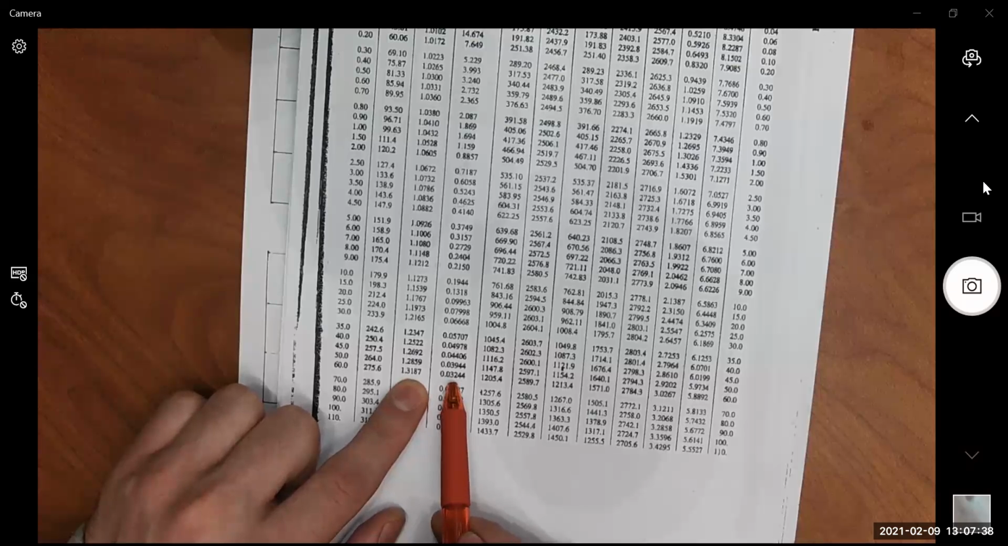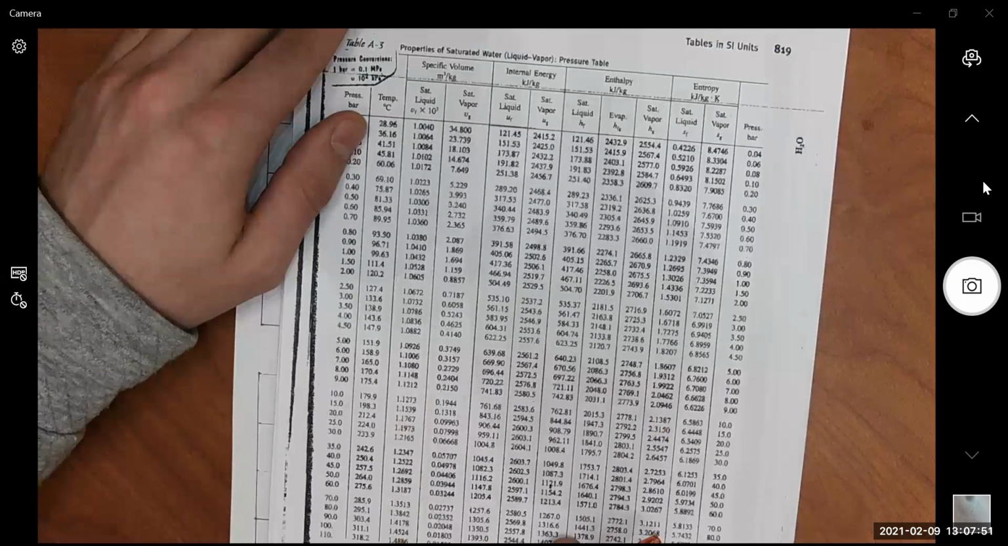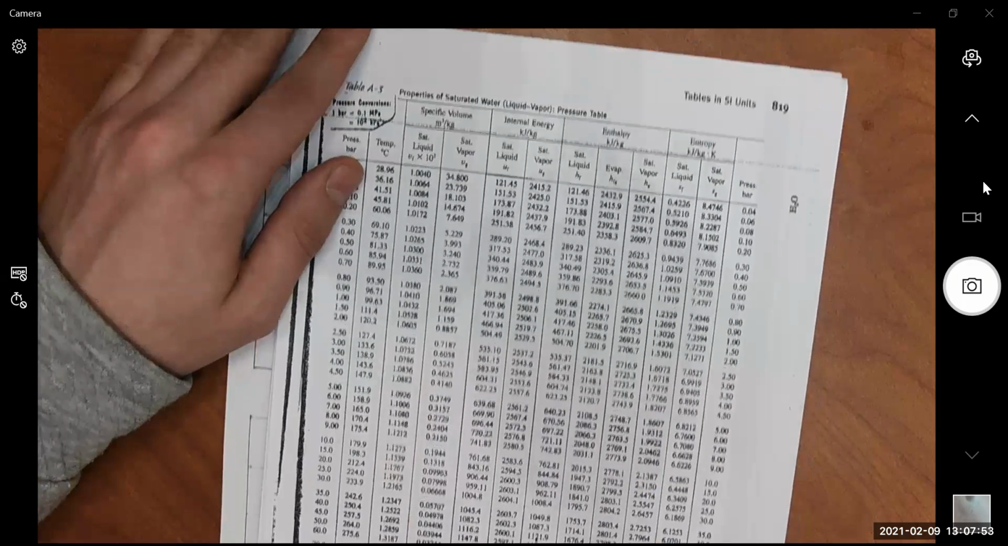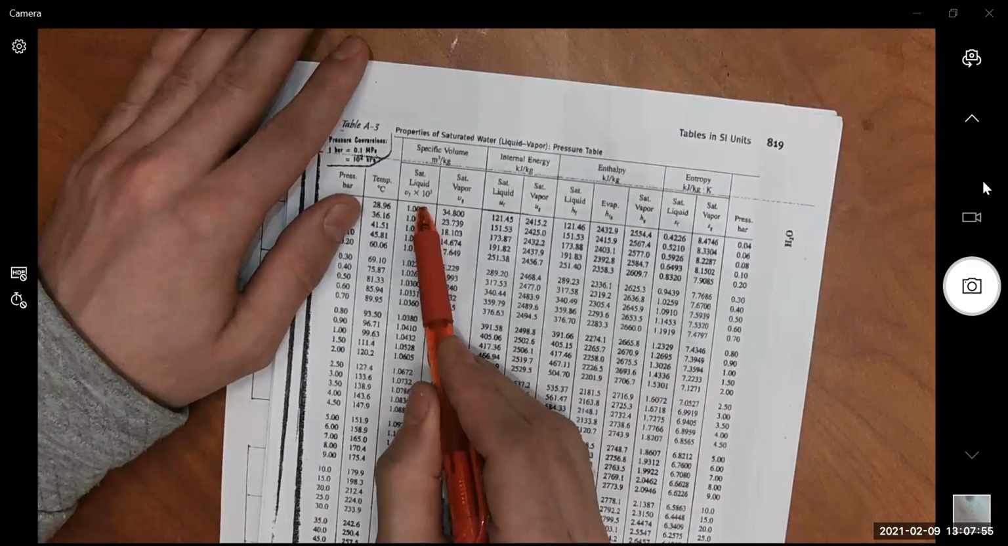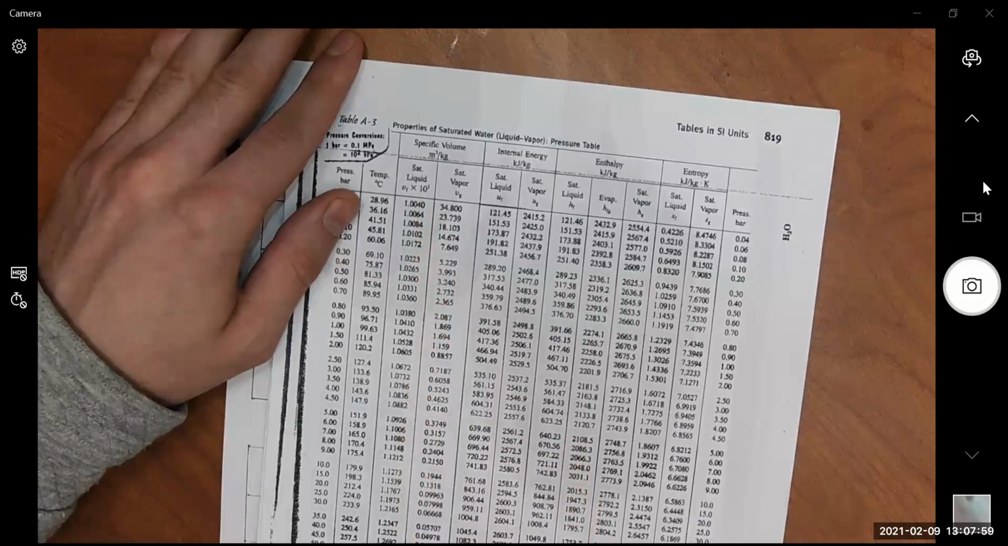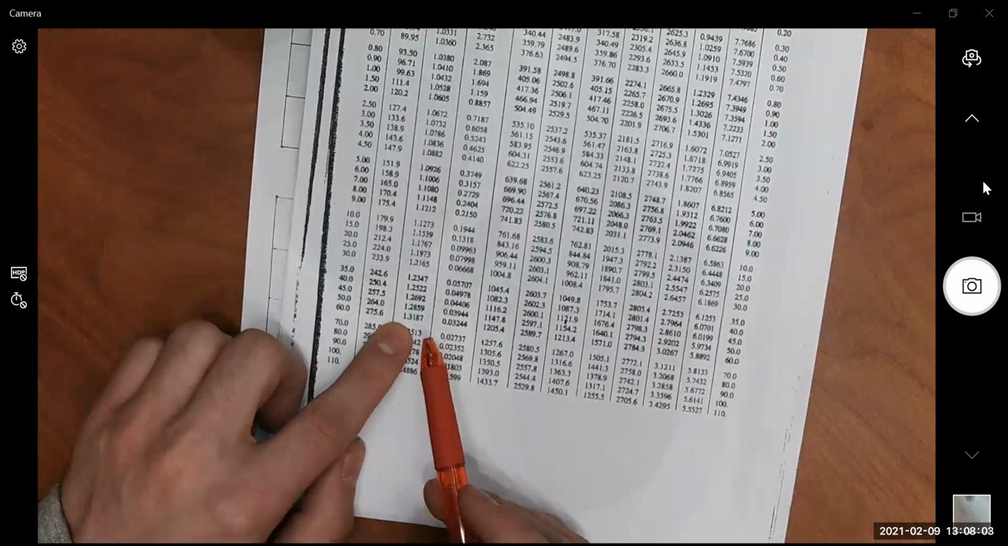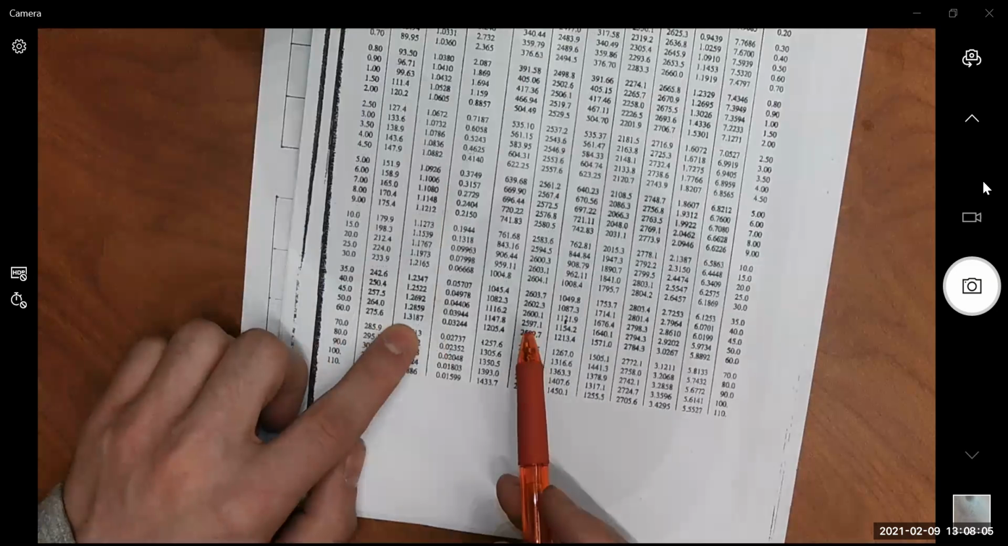Saturated liquid value 1.3187. But there is something you should be careful about here. The saturated liquid specific volume value is pre-multiplied by 1,000. Okay? So you need to divide this value by 1,000. This is 0.001318.